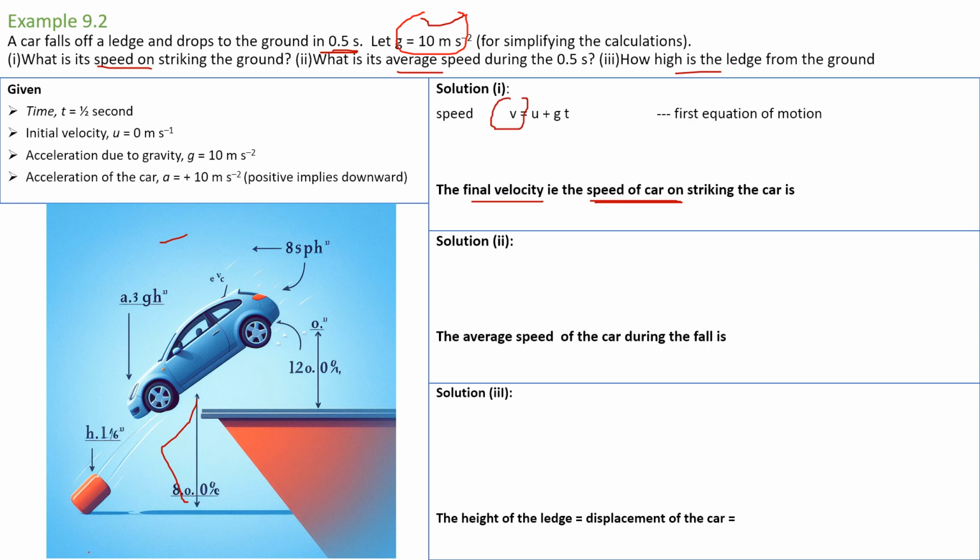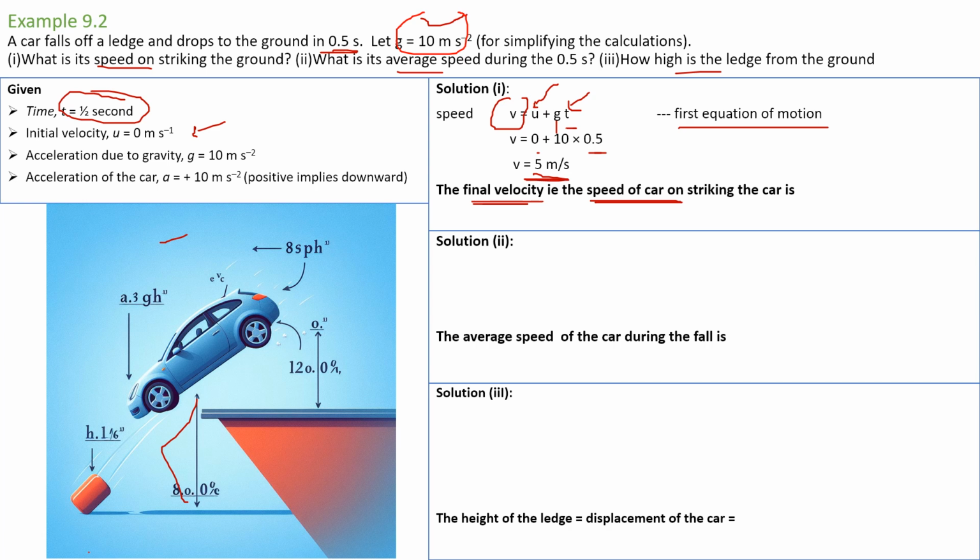V is the final velocity, which I need to calculate. And what is u? U is the initial velocity. We know it is 0 because the car was at rest. And what is time? Of course, it took half a second to fall. And g is given, which is a constant: acceleration due to gravity is plus 10 meter per second square. Then substitute them. Remember, this is the first equation of motion, and we derived the three equations of motion from Newton's second law. Substituting u as 0, g as 10, and time as 0.5, we get v is equal to 5 meter per second. Remember the unit.